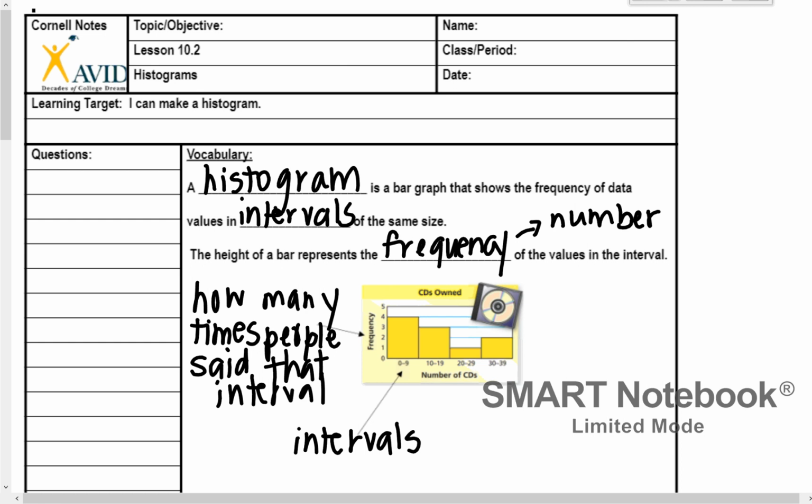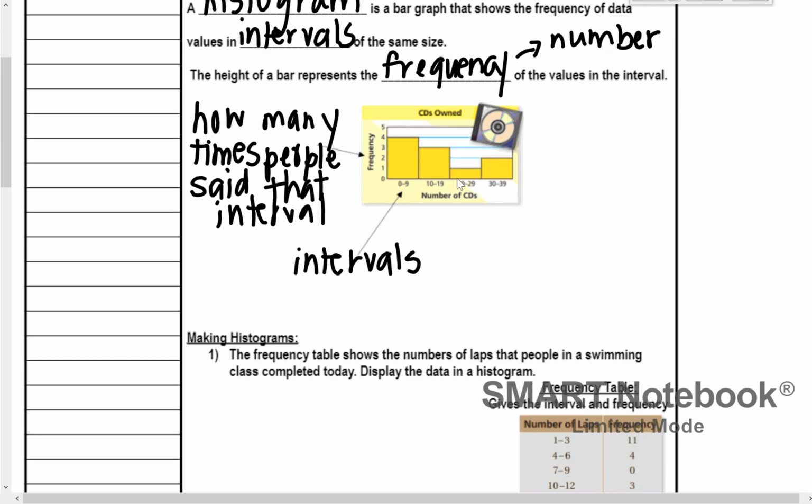Another really important thing with histograms is that we don't include, like, 0 to 9 and then 9 to 19. Because then if they said 9, they could be in either group. So if we do 0 to 9, we have to start with the next number in the next interval, 10 to 19. Then notice how it goes from 19 and then it goes 20 to 29. You can't have 9 in both groups because then if someone said 9, you wouldn't know where to put them.